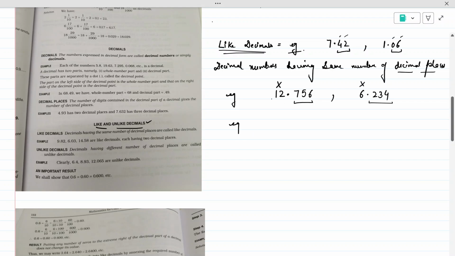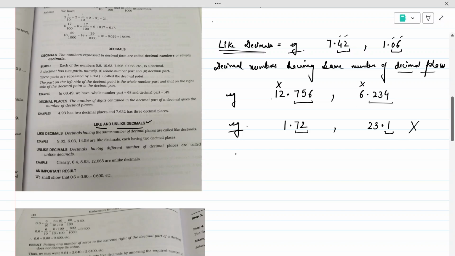Okay, let me also take another example. Let us say we have a number 1.72 and then we have another number here which is 23.1. Okay, so these two are the numbers here. Are they like decimals? If we see here, in the first number we have two places after decimals, whereas in the other one we have only one place after decimals. Since the number of places after the decimals are not the same, they are not like decimals.